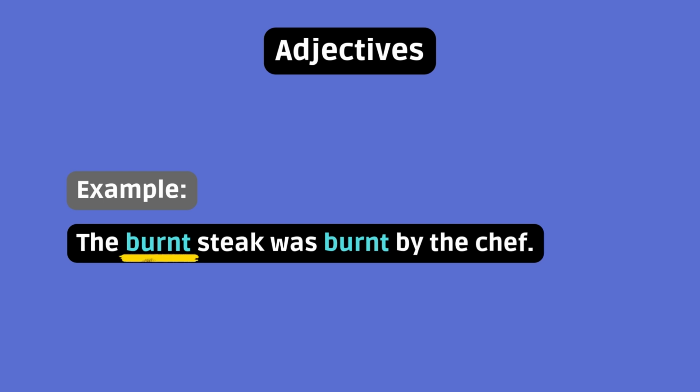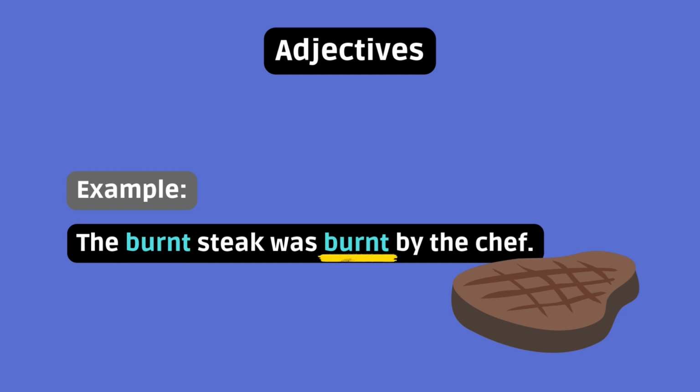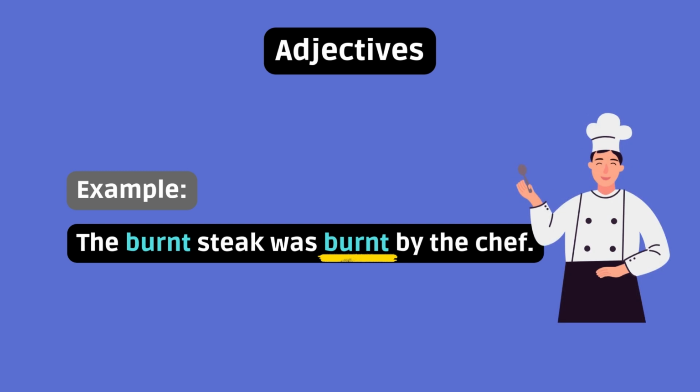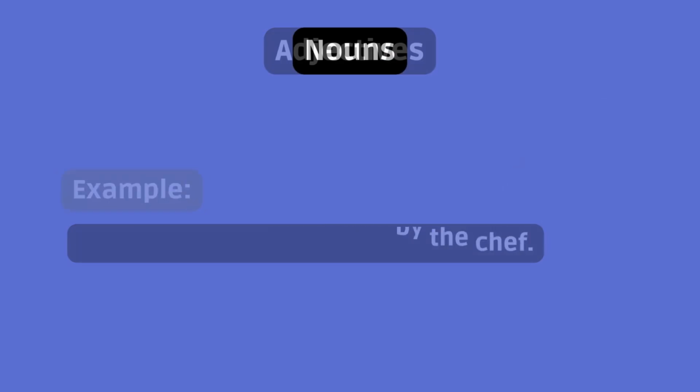The first one is clearly an adjective. The condition of the steak is that it's carbonized, burnt, while the second one is part of a verb for the passive voice, was burnt. It's telling us the chef messed up the steak by incinerating it.